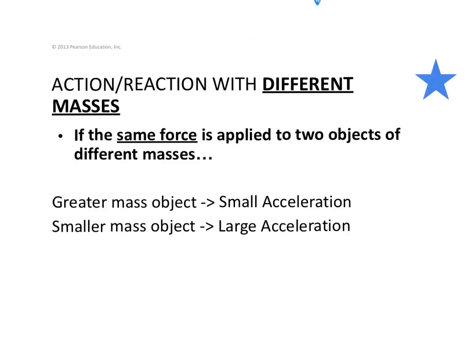Now, I do have an action-reaction with different masses. In the event that this happens, the same force is applied to two objects. However, the greater mass object will have a smaller acceleration, and the smaller mass object will have a large acceleration. But what you really need to focus on is how do I illustrate my arrows for an action and a reaction.